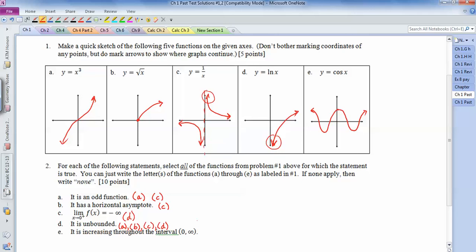And then in part E, it says it's increasing if you start at 0 and just keep going. So the function has to keep going upwards as you move to the right from 0. So in this case, A works. B also works. C, it's decreasing from 0 all the way on. D, it's increasing from 0 and continuing. And then that's it. E just keeps bouncing up and down. So it's increasing, then decreasing, then increasing, then decreasing. So we would just say A, B, and D. Okay, hope that helps.